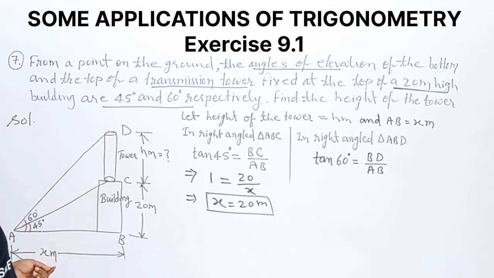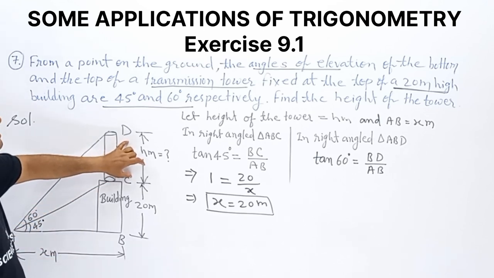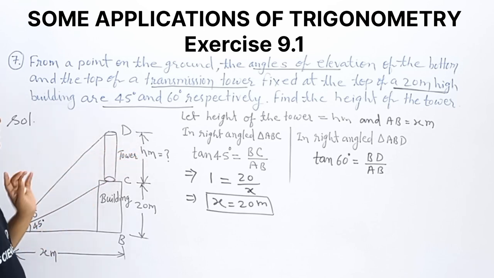Easy one. Now we require the height of the tower. Clear? We don't want this one, we require this one. So now we will consider this triangle.